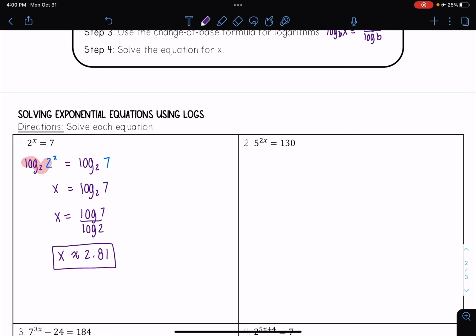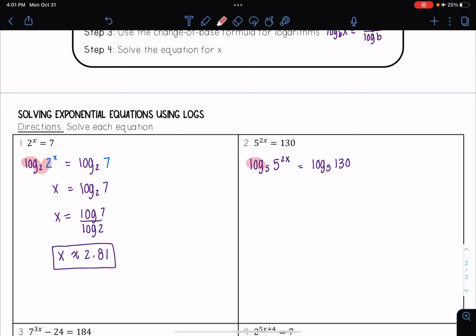Okay, let's look at another example. Number 2, I have 5 to the 2x is equal to 130. First step, isolate my exponential. This one's already isolated, so I can go ahead and move on to step 2, and that's to take the log of both sides with the same base. Here, my base is 5, so that means I'm going to take log base 5 of both sides. So I have log base 5 of 5 to the 2x is equal to log base 5 of 130.